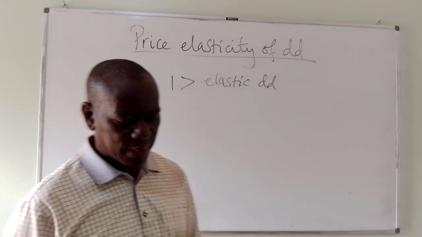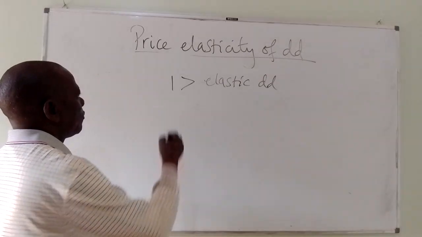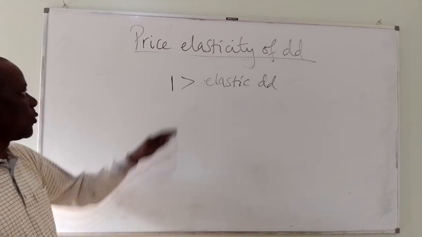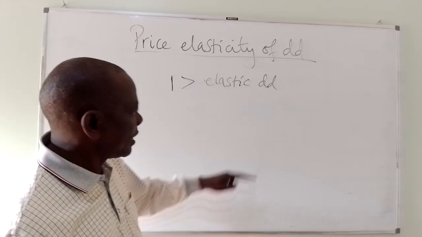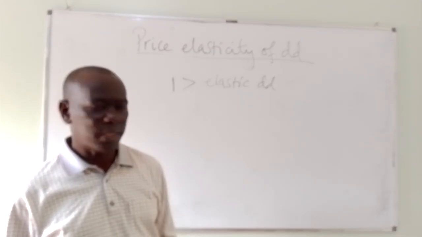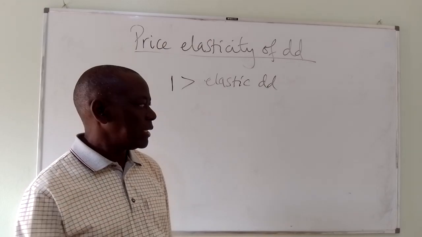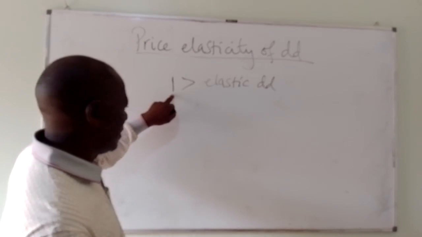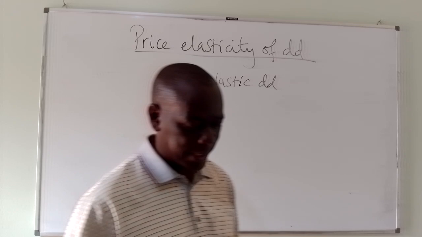The moment you calculate and the figure is greater than 1, like the one we have just calculated, the answer was 2. 2 is greater than 1. So if you have calculated and the question is asked, what is the nature of elasticity for that commodity, and you have calculated the answer is 2, you just put on that question that the demand is elastic. Why is it elastic? The figure is here. Anything above 1 is called elastic.